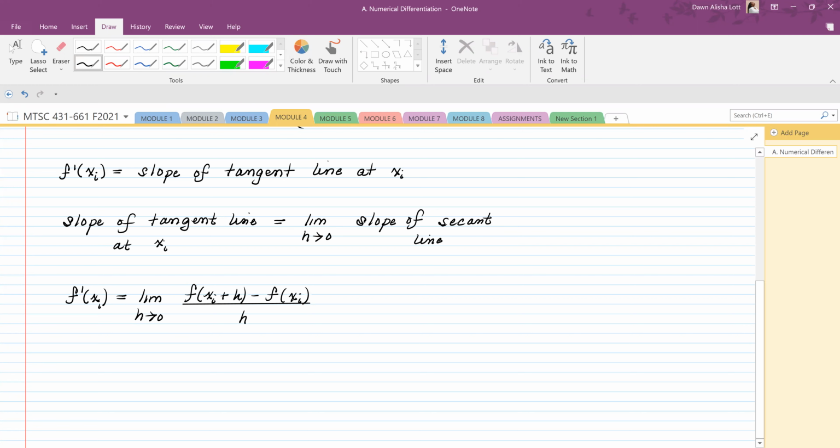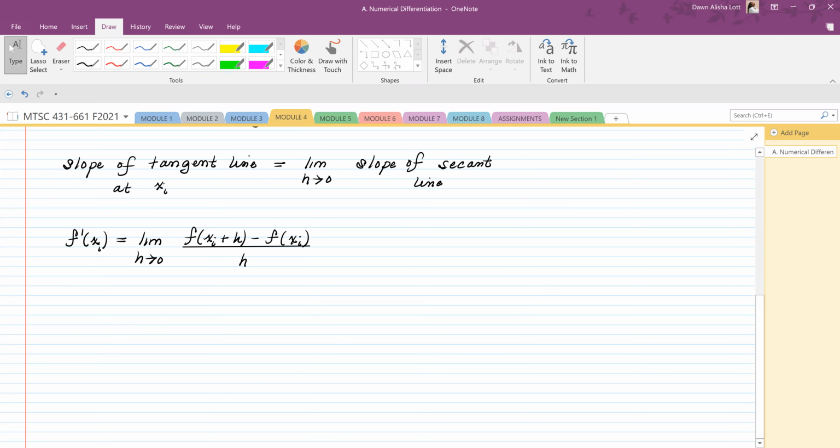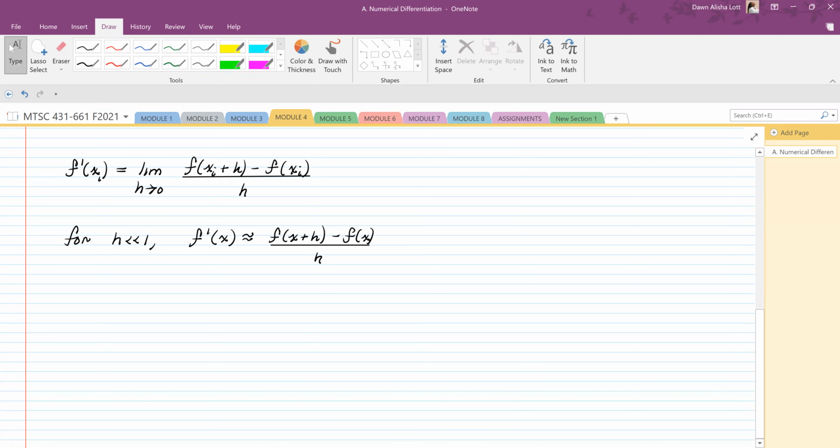So we go through all of that in order to get the derivative. But we say for really, really small h, the derivative f prime at any x is approximately the slope of the secant line, so f of x plus h minus f of x all over h. And so we use this to approximate our derivative. So that's the first approximation of the derivative that we ever use.